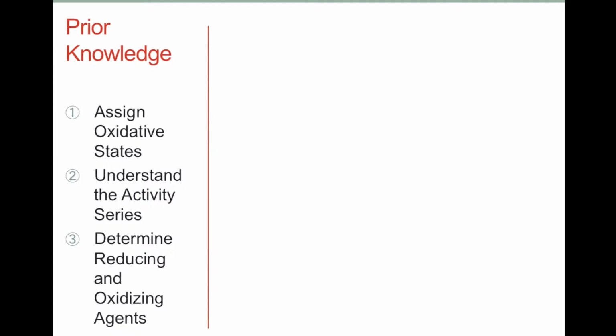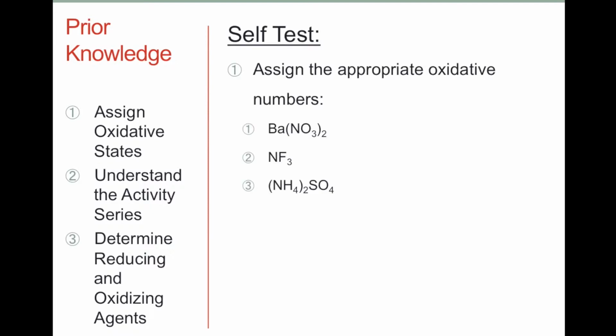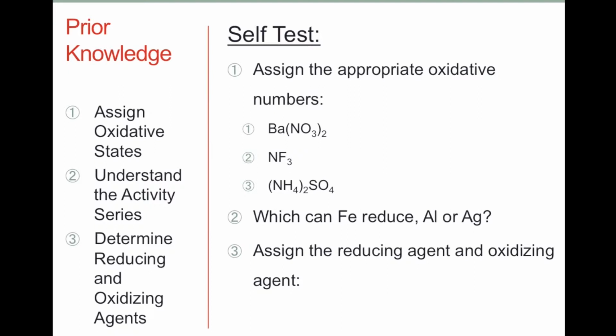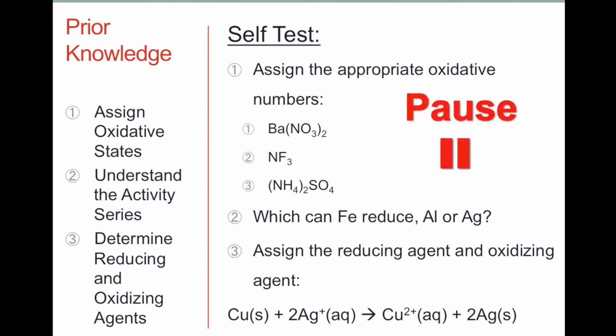So in order to double check that you got this knowledge down, let's go ahead and do a self-test. First, be able to assign the appropriate oxidation numbers to these three compounds. 2. Be able to know which iron can reduce, either aluminum or silver. And 3. Be able to assign the reducing agent and oxidizing agent in the below reaction. So go ahead, pause the video, and give it a try.